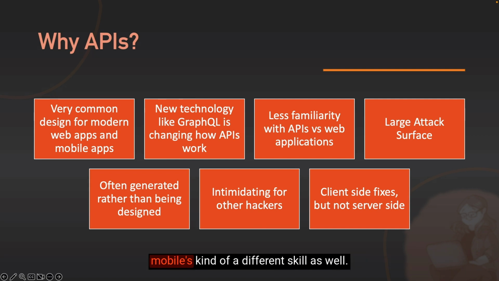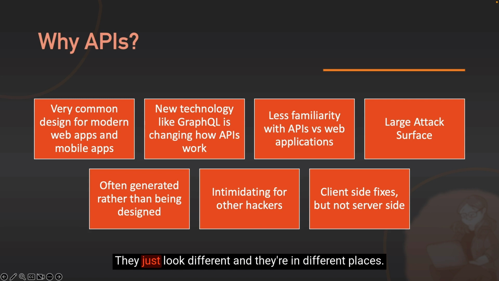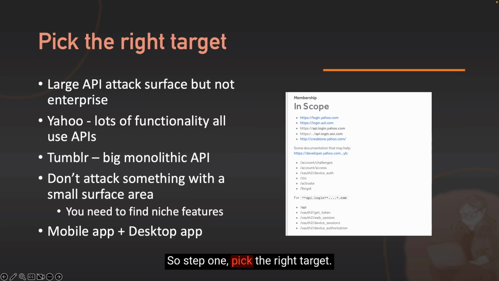They are very different skills. And even mobile. Mobile is kind of a different skill as well. But APIs are just web applications. They fall victim to exactly the same security flaws as regular web applications. They just look different and they're in different places. So step one, pick the right target.